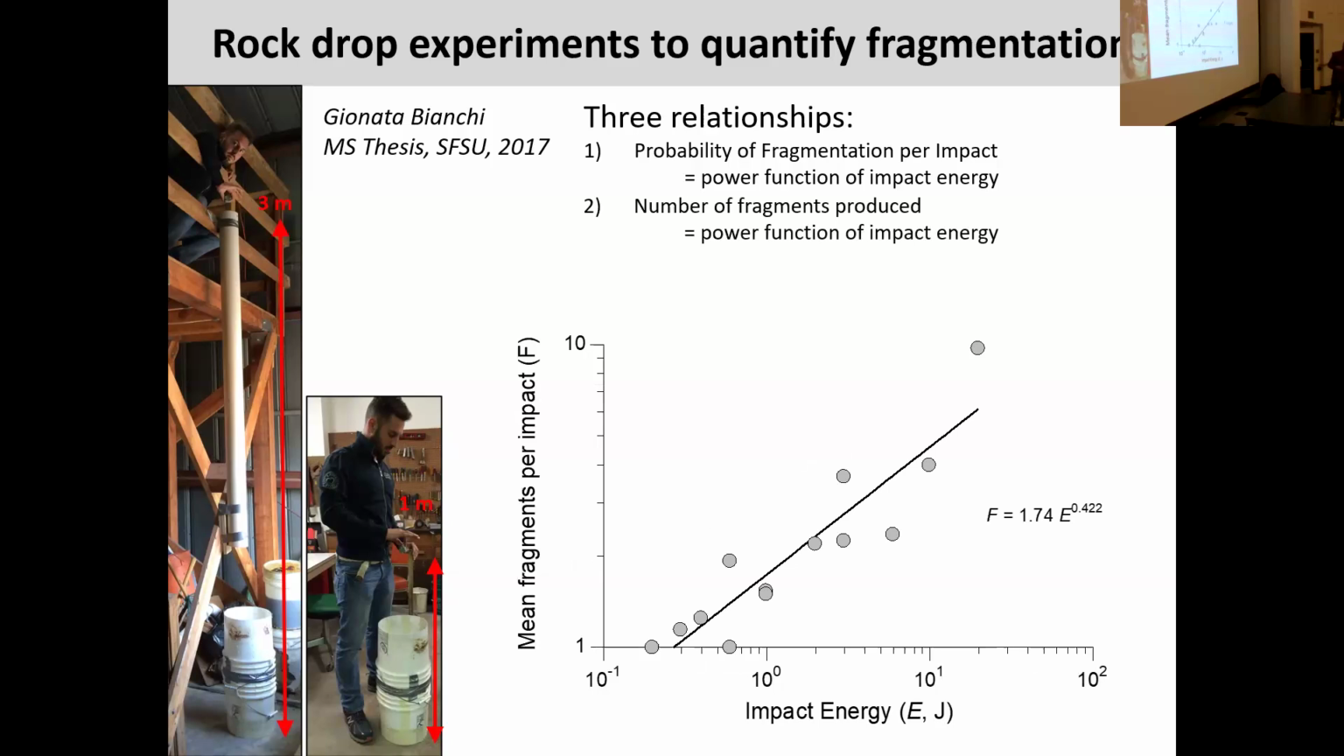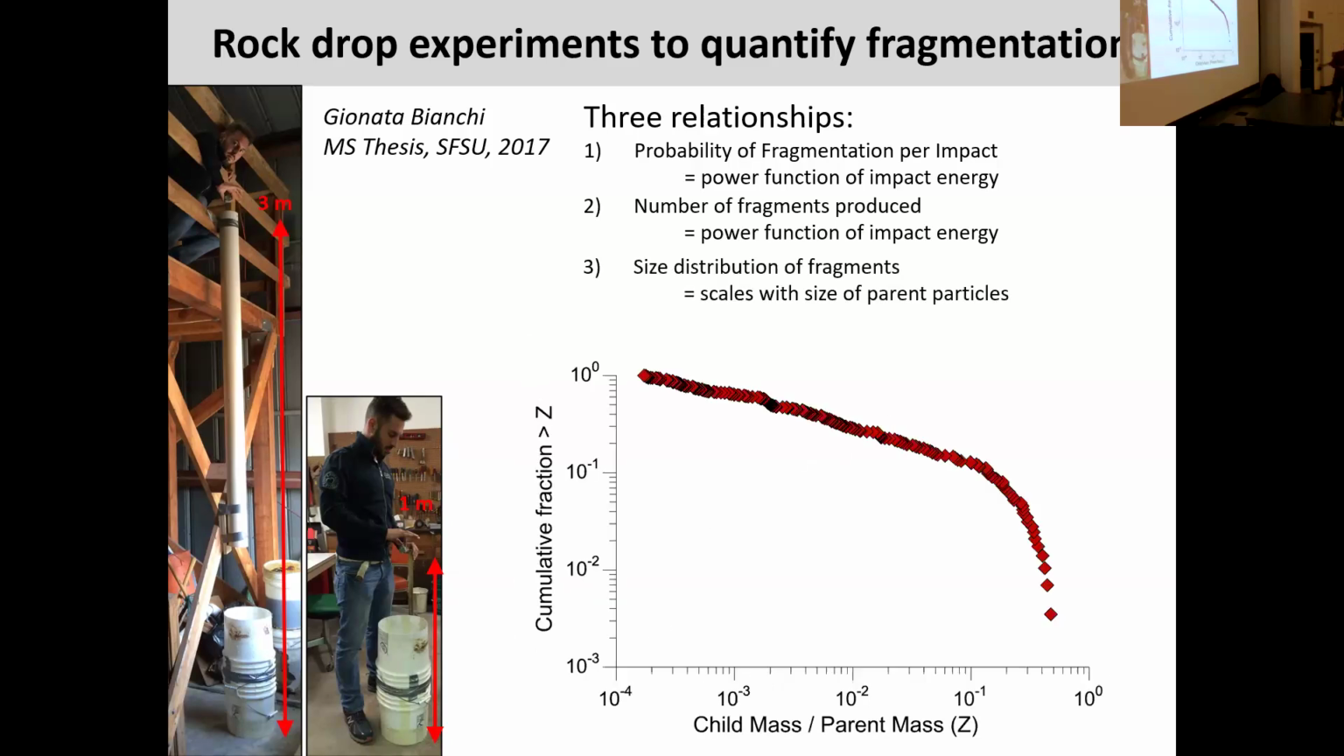The second relationship is the number of fragments. So sometimes only 1 will break off, but other times it'd be 5. And so that also is a nice function of impact energy, a power law, sorry, not exponential. And then he quantified the size distribution of all the fragments that were produced, which collapsed when you compared the child particle to the parent particle, because he knew all those things.